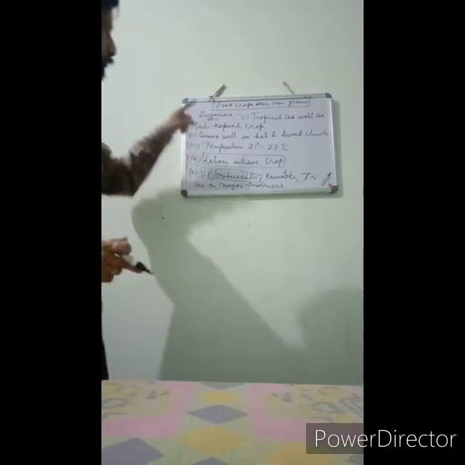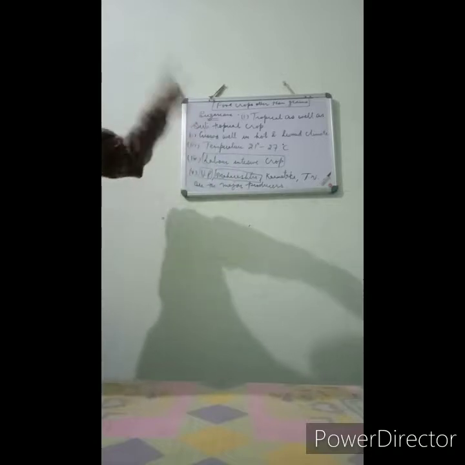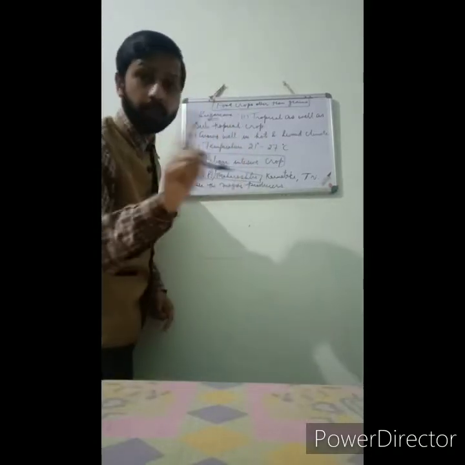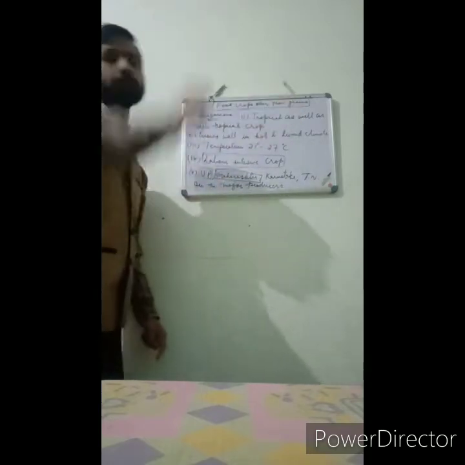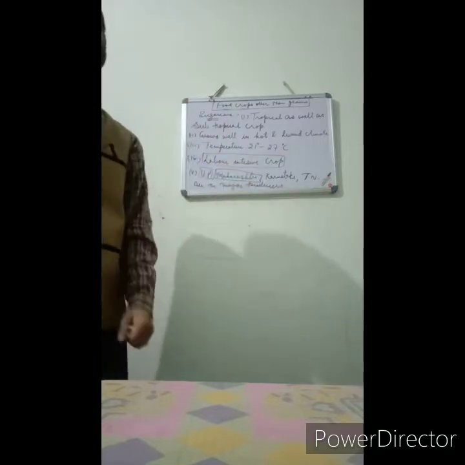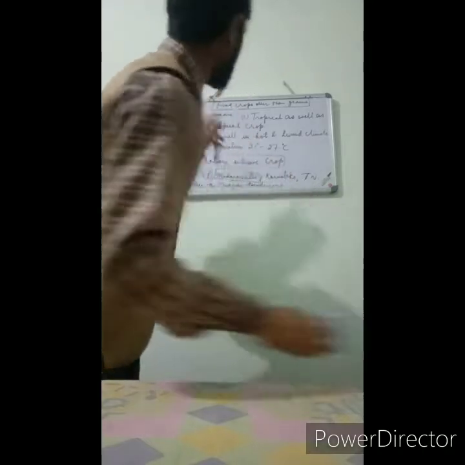Is that clear, children? So this was the information about sugarcane, which is a food crop, but it is not in the form of grains. That is why we are calling it a food crop other than grains, which is not in the shape of grains, not in the form of grains. Is that clear? Okay. Now, next topic. So this was about sugarcane.